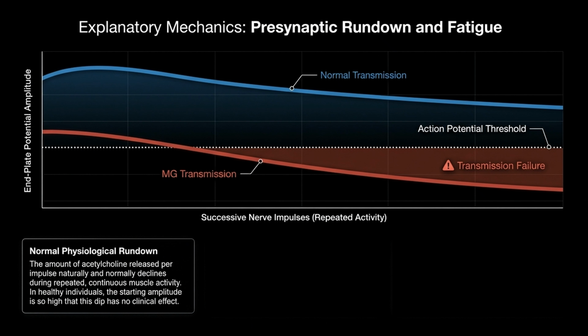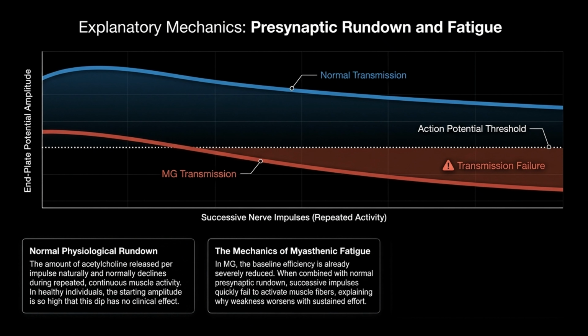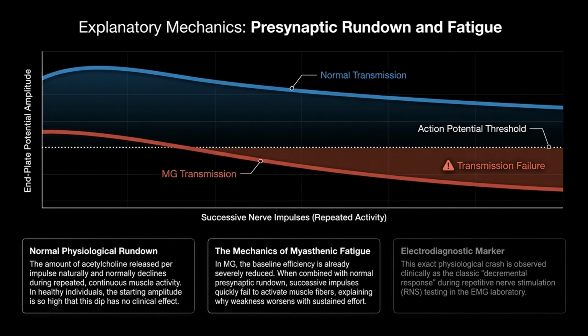In myasthenic patients, the already reduced efficiency of neuromuscular transmission, combined with this normal presynaptic rundown, results in activation of fewer and fewer muscle fibers by successive nerve impulses. The result? Increasing weakness, known as myasthenic fatigue. This same mechanism also explains the decremental response to repetitive nerve stimulation seen on electrodiagnostic testing.